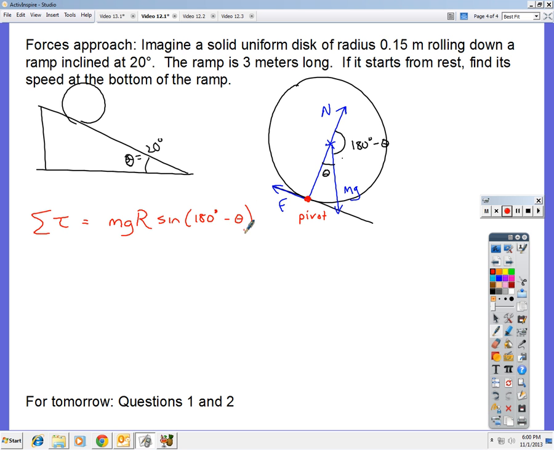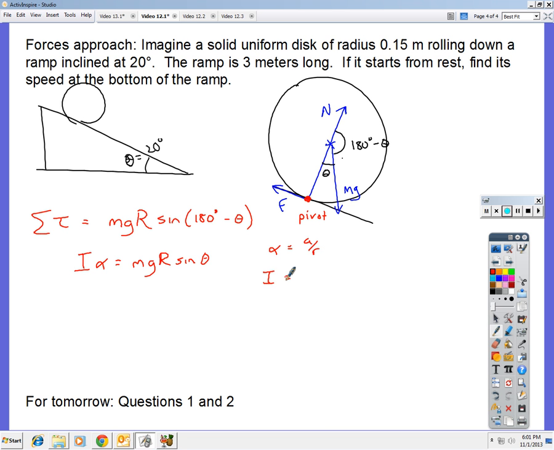Of course, if you know a little bit of trig, you know that sine of 180 minus theta is equal to the sine of theta. So we'll simplify that a bit. And we also know that the net torque equals the moment of inertia times alpha. And now here comes the algebra. Alpha equals a over r.